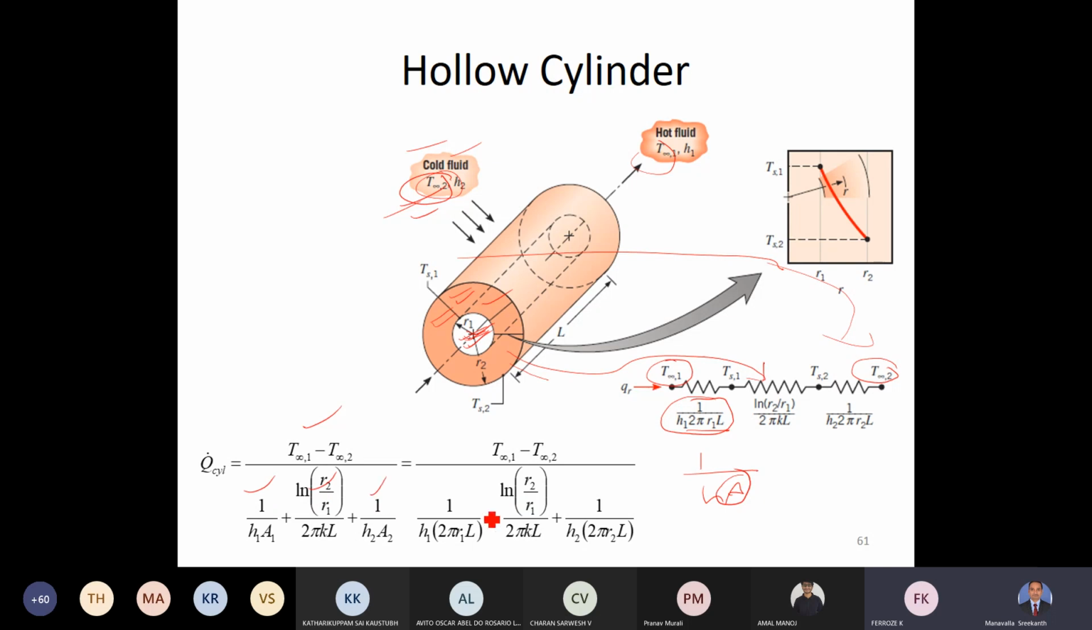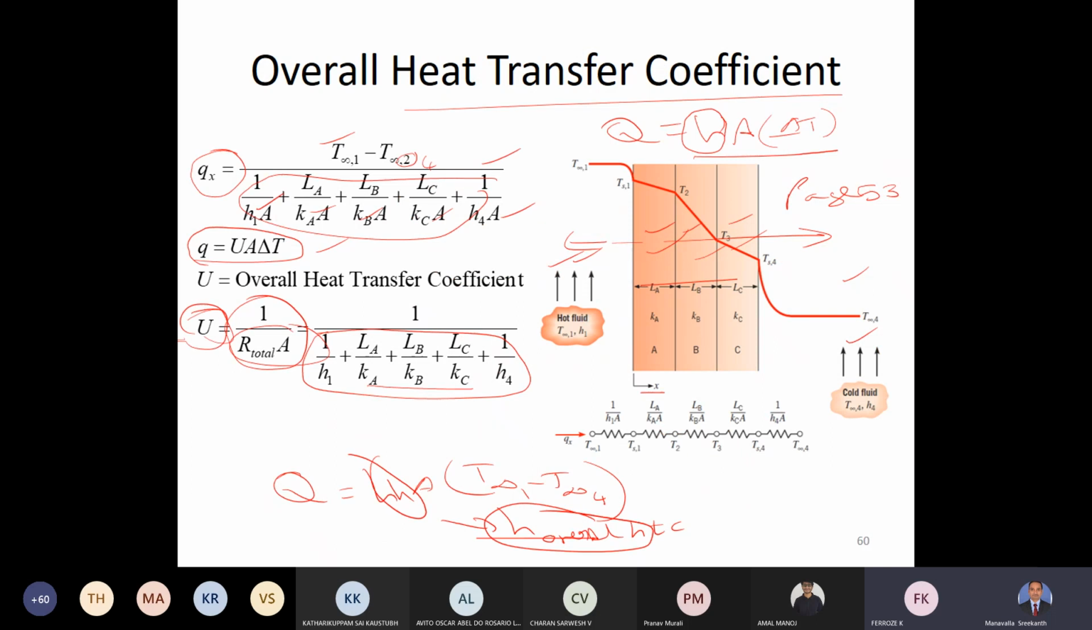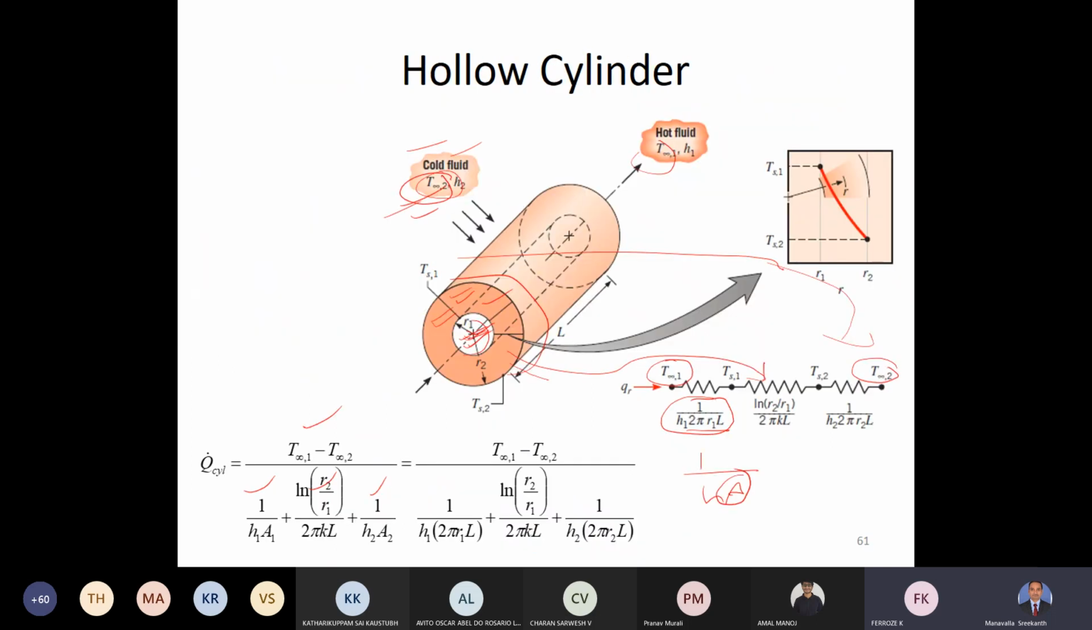So all three accounted for, and A1 is written as 2 pi R1L, and for A2 you see 2 pi R2L. So inside surface area and outside surface area are different. So this is a curved object. So unlike the slab, whose surface area at the inside and outside are the same, in the cylinder and in the sphere also this will change. So you must be careful in looking at that. So you have these composite cylinders on page number 54 in the data book.